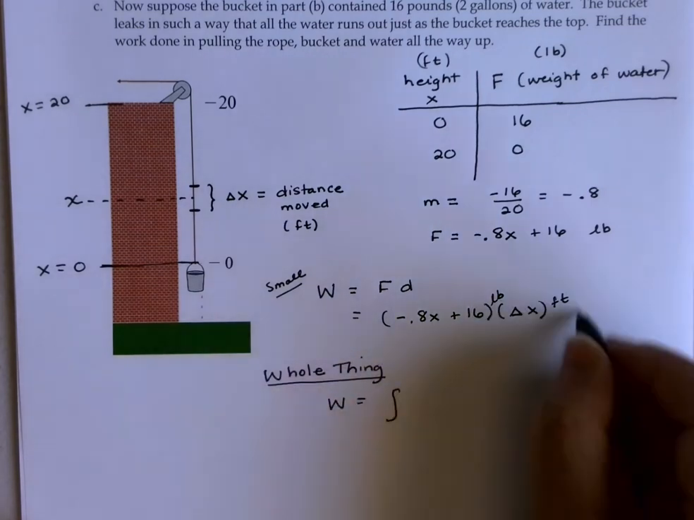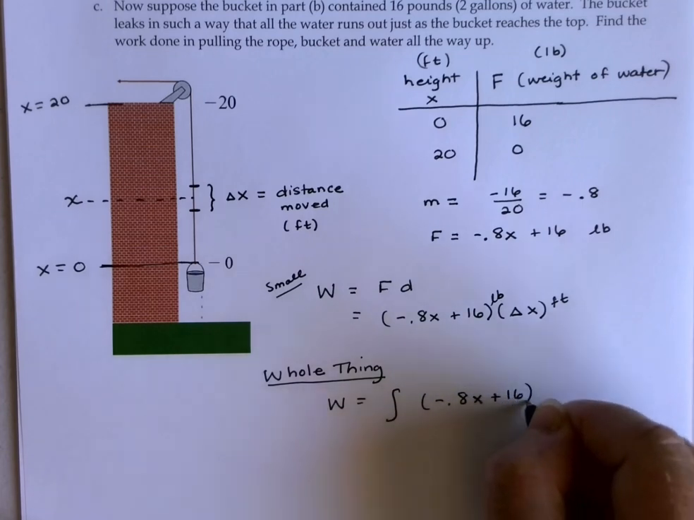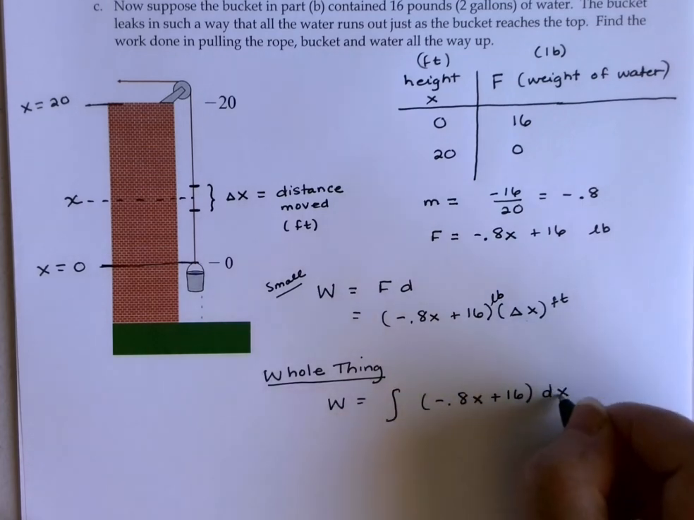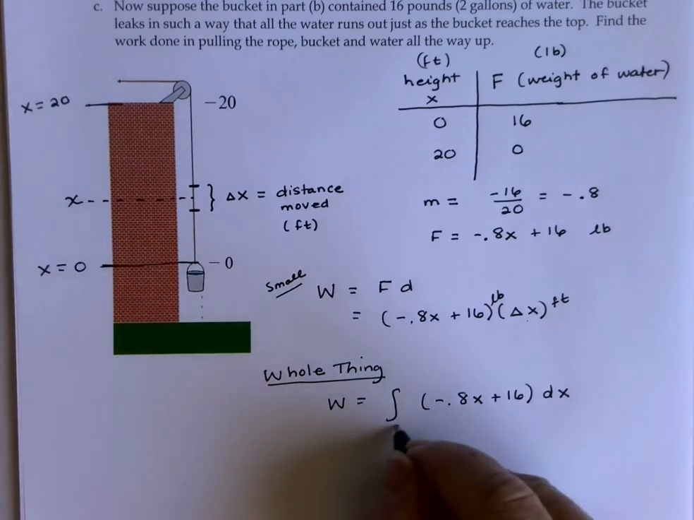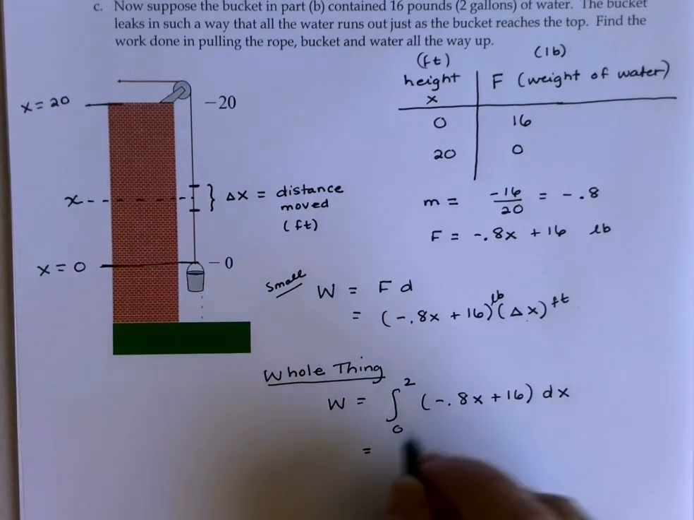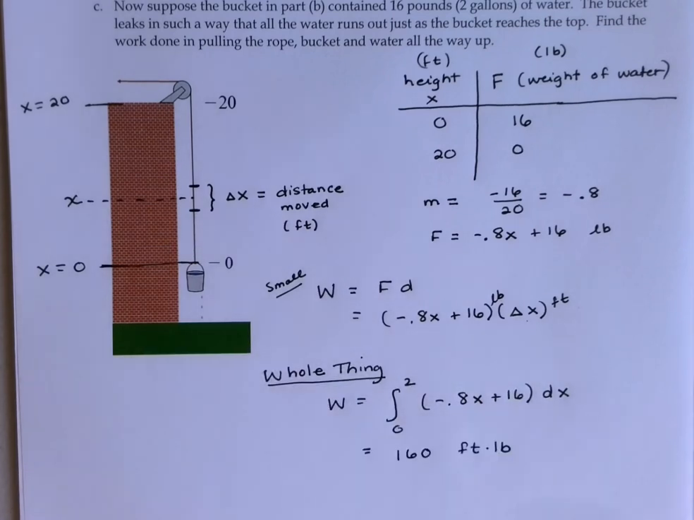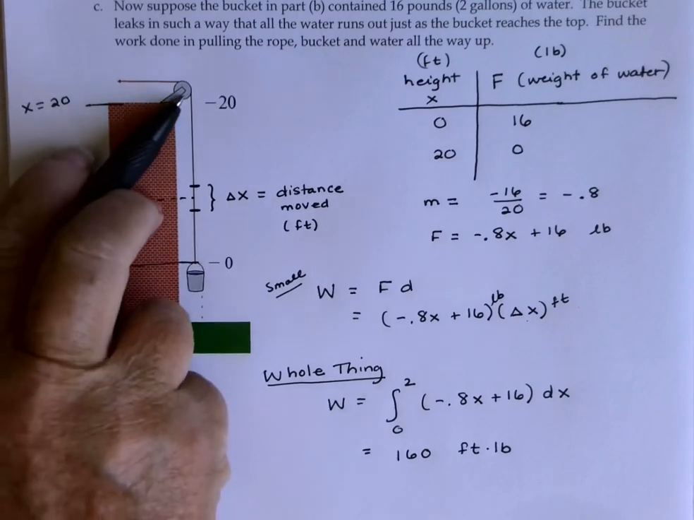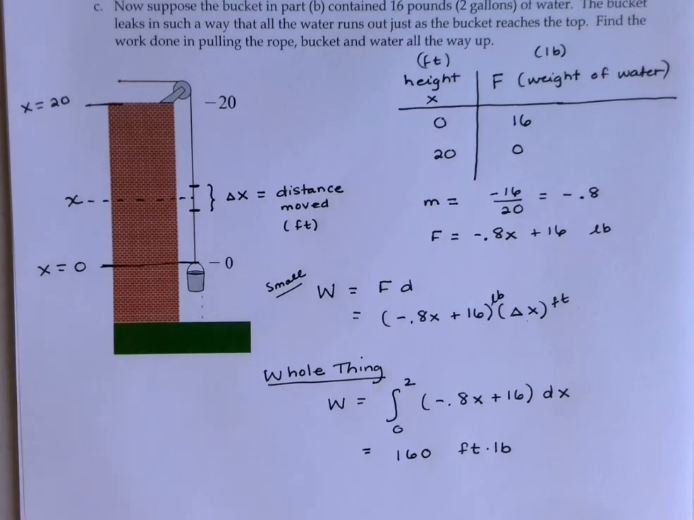I'm going to integrate my little piece of work here. Negative 0.8x plus 16. The delta x becomes infinitesimally small, the dx. And we are going all the way from 0 to 20 again. Once again, simple integral. It's not that you can't do it by hand, but just for speed, I went ahead and did this one on the calculator, and I got 160 foot-pounds.